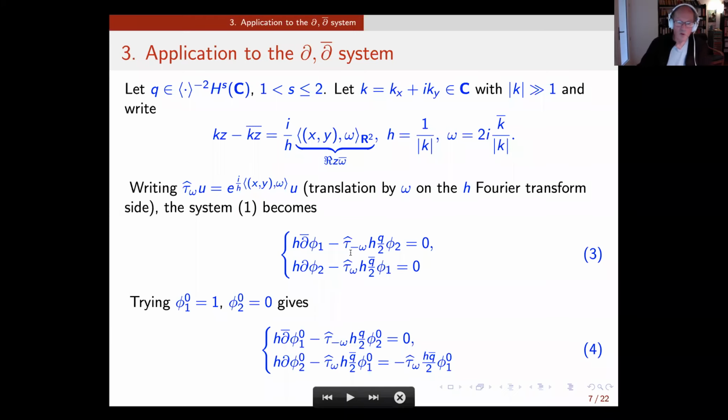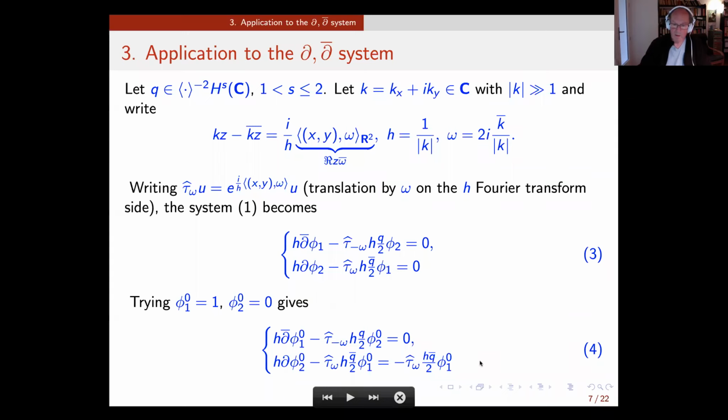And again, I want to solve this with phi 1 tending to 1 at infinity and phi 2 tending to 0 at infinity. So we first take an approximate solution. We just take phi 1 equal to 1 and phi 2 equal to 0, which I call phi 1 0 and phi 2 0, and I plug it into the equation. What I get is not a solution of this problem. The first equation is all right, but in the second equation I get an error, which is just this term here.